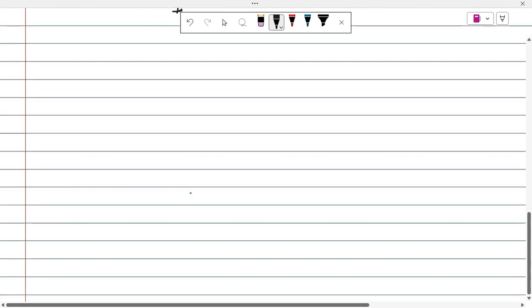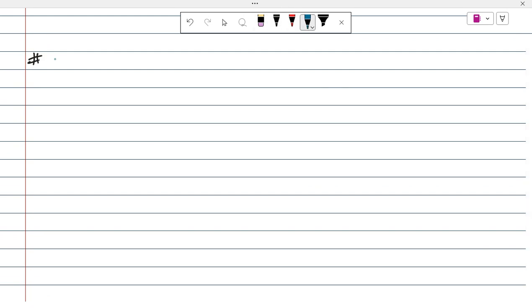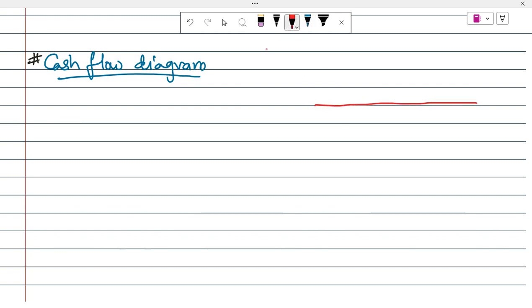We need some cash flow diagrams. We will study a cash flow diagram. There are some conventions for a cash flow diagram. This is year zero, the starting of the first year, which is just termed zero. The end of the last year is termed n.